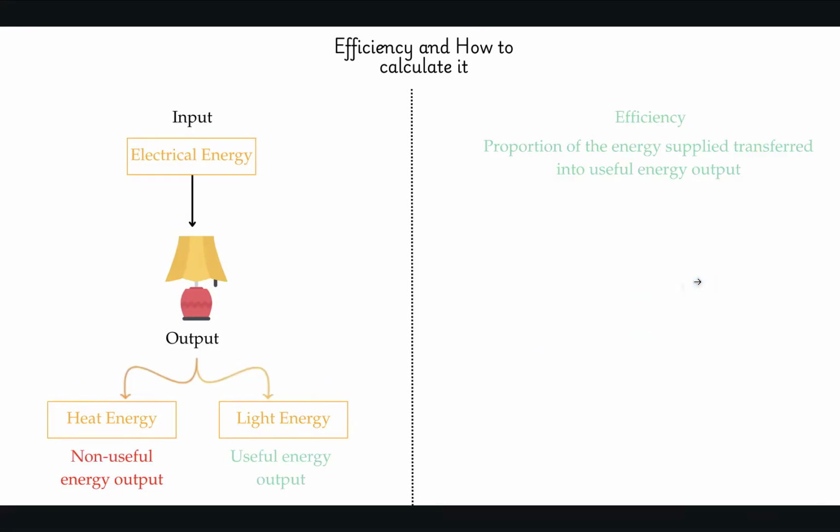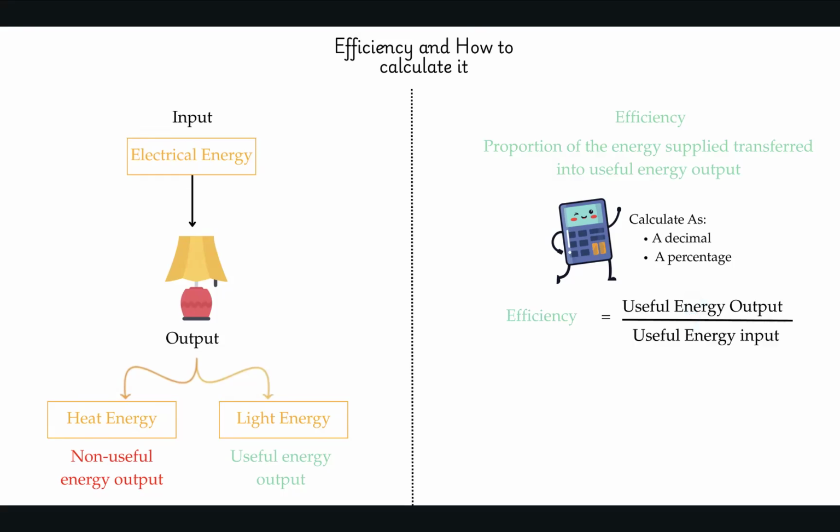We can also look at the efficiency, so that's a proportion of energy supplied that's transferred into a useful energy output. So energy is transferred into light, and you'll need to be able to calculate efficiency in your exams, both as a percentage and a decimal. So the formula for efficiency is the useful energy output over the total energy input. Or the useful power output over the total power output.